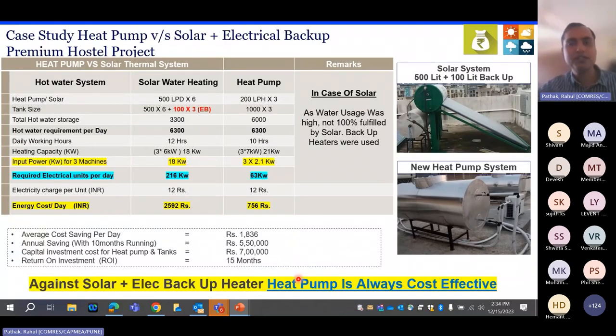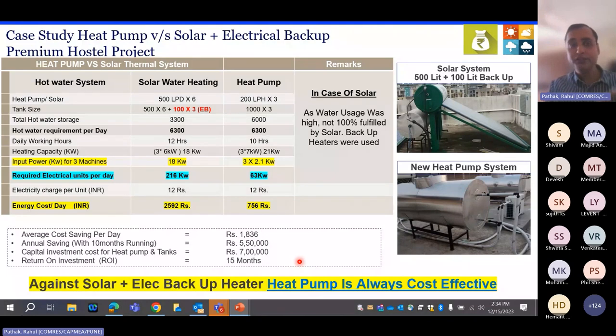One of the case studies is a hostel. I think it was, if I'm not wrong, in Pune. They were using around 6 solar systems of 500 LPD capacity, and they were using around 3 electrical backups, each of 6 kilowatt. So we did that comparison. Our engineers were there and did this nice comparison of solar water heating versus the heat pump.